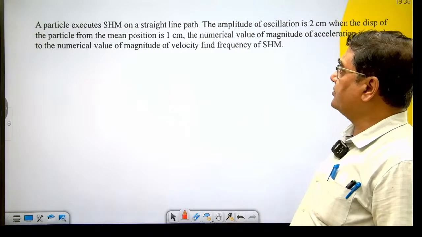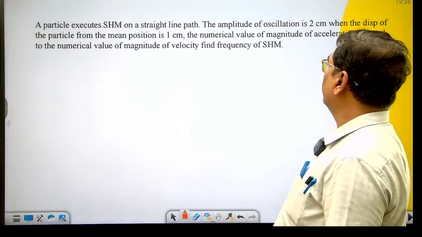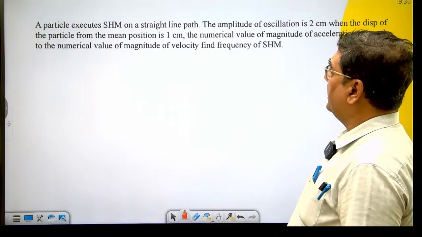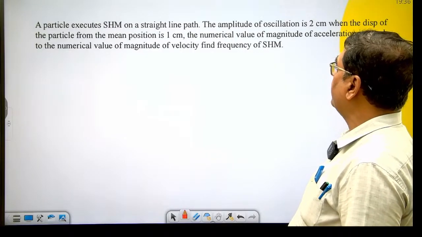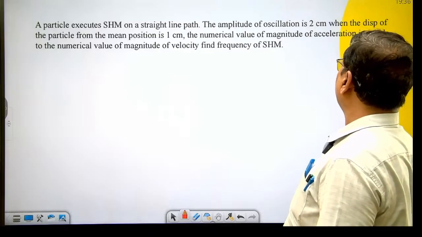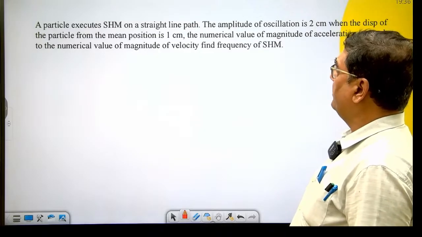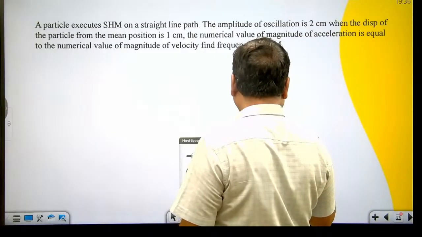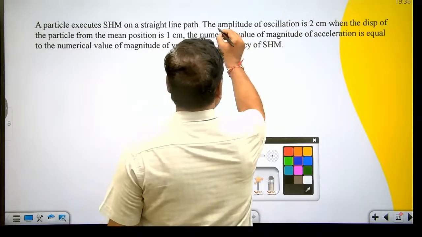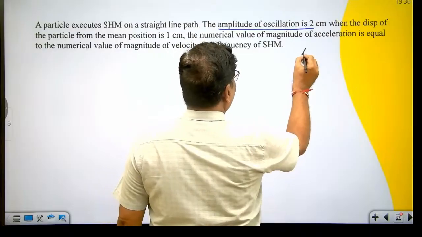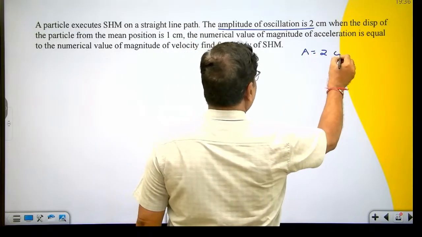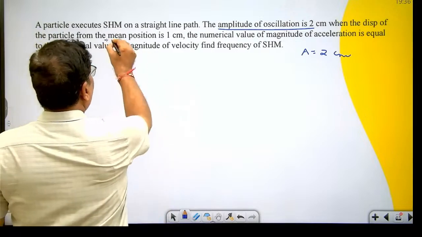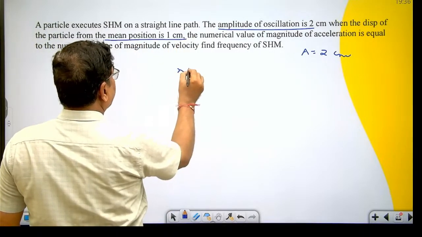A particle executes SHM on a straight line path. The amplitude of oscillation is 2 centimeter. When the displacement of the particle from the mean position is 1 centimeter, the numerical value of the magnitude of acceleration is equal to the numerical value of the magnitude of velocity. Find the frequency of SHM. Here, student, what is given in the question? Amplitude is given, 2 centimeter. And what else is given? The displacement from mean position is 1 centimeter.